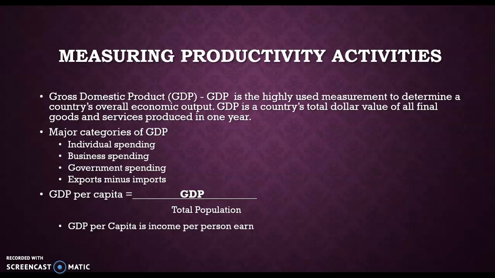So to determine GDP per capita, you're going to divide GDP by the total population. So the GDP per capita is an income per person that is earned. So this kind of determines how much the average American or Chinese or whatever country they're looking at, how much they make in a single year.